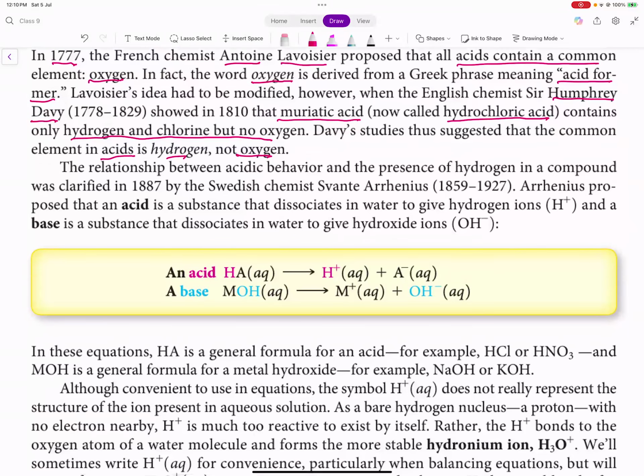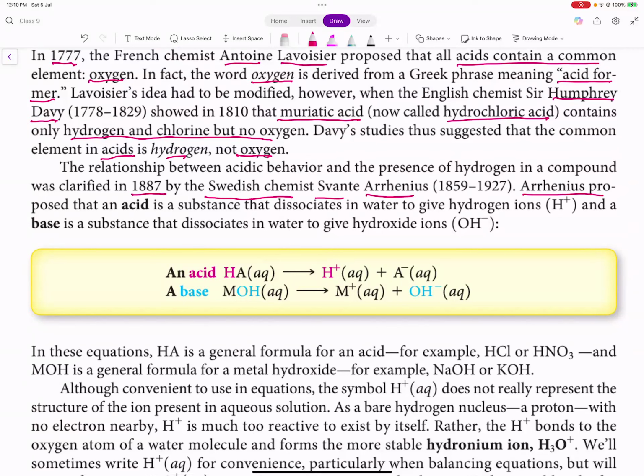Now, a relationship between acidic behavior and the presence of hydrogen ion in a compound was clarified in 1887. So nearly when 1900 was beginning, right? It was done by Swedish chemist Svante Arrhenius. Okay, we're going to read about him in much detail in higher classes.